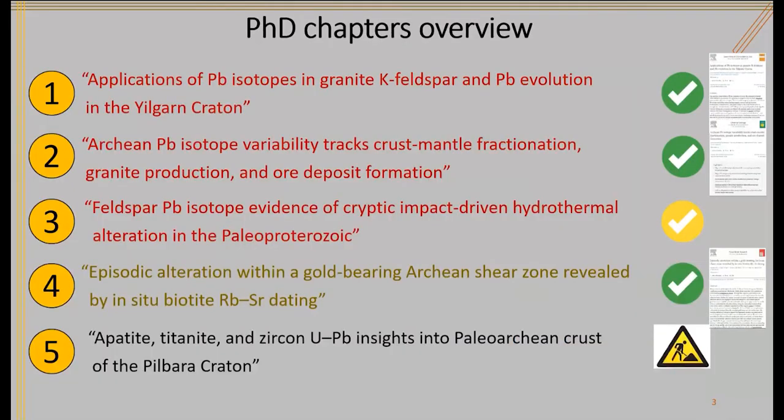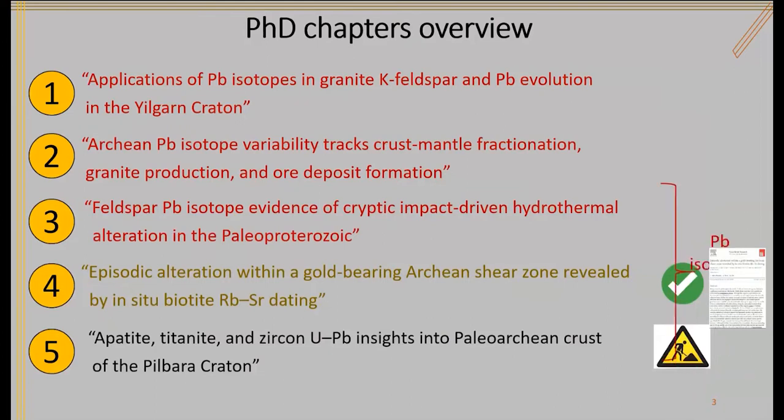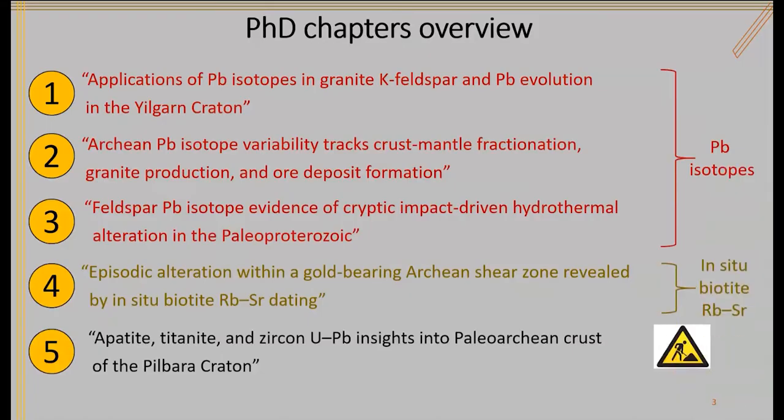This is what an overview of my 5 research chapters looks like. 3 are currently published, the ones flagged green here, and we're also close to publishing the one that is flagged yellow. I color-coded them by the main isotopic tool that was used in these chapters, which is lead isotopes for the first 3 chapters. It's in situ rubidium-strontium dating of biotite for chapter number 4, and it's uranium-lead geochronology of different minerals for the last chapter.